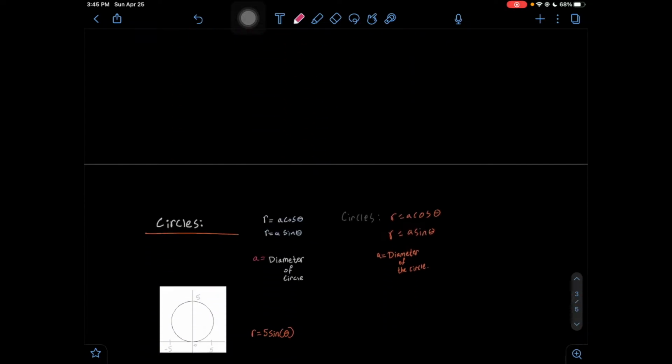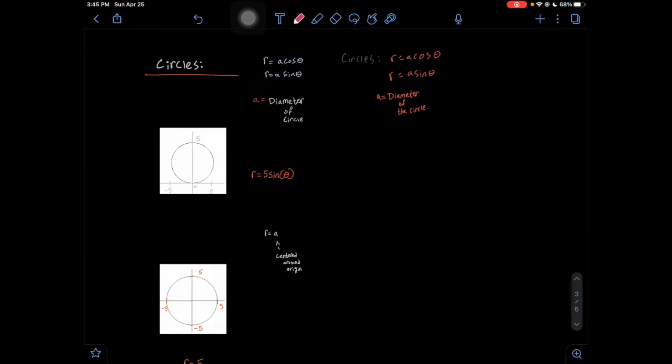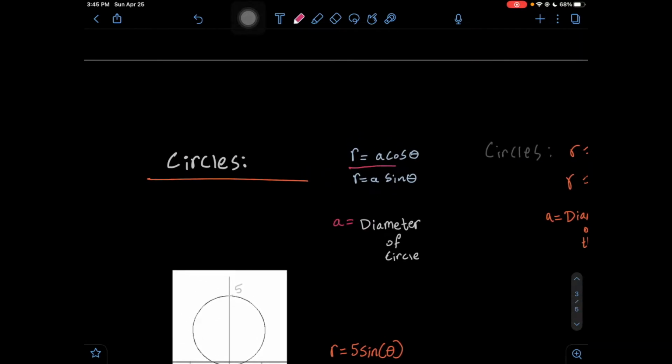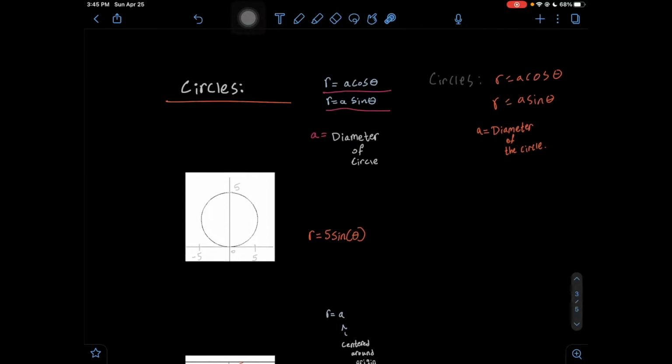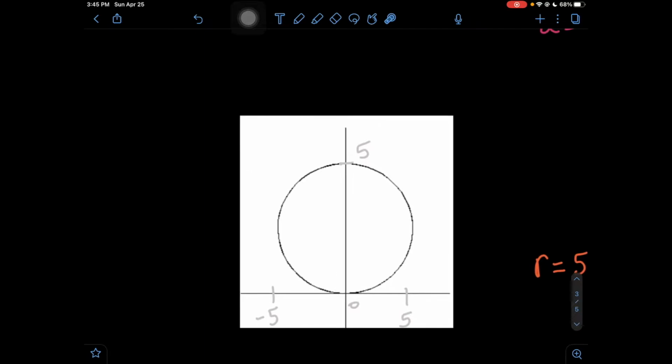Now let's go ahead and do circles, which is the final type of rose curve that we're going to be covering in this video. And the equation for a circle is going to be r equals a cosine of theta and r equals a sine of theta. In the circle type of polar equation, a equals the diameter of the circle. And let's look at this first one. Well, we can see in this first one, we have a diameter of 5. We're going 5 to the right, 5 to the left, and 5 up. So we have a diameter of 5.